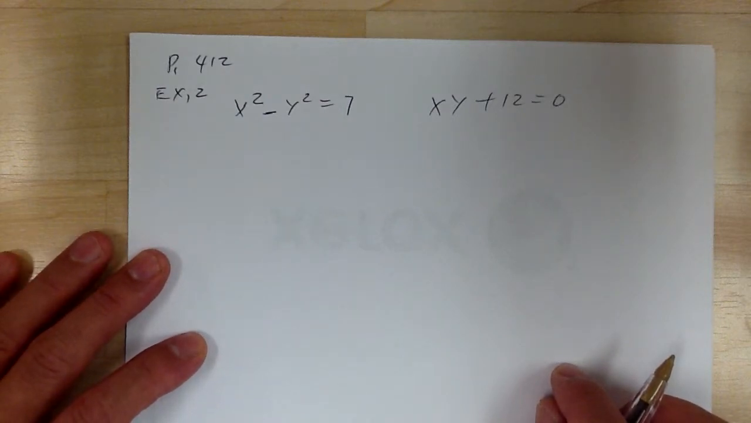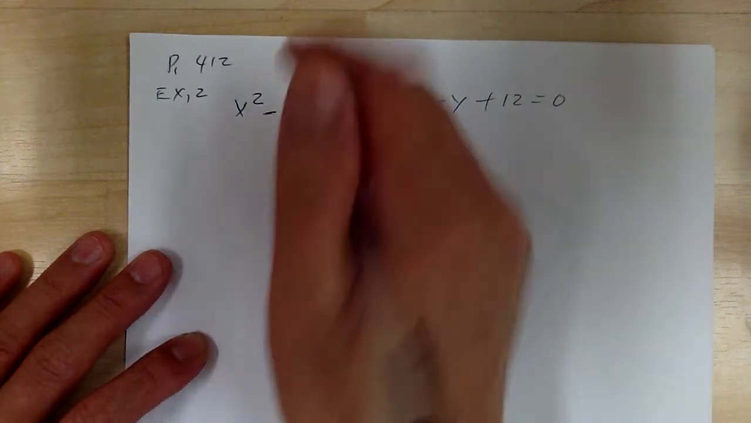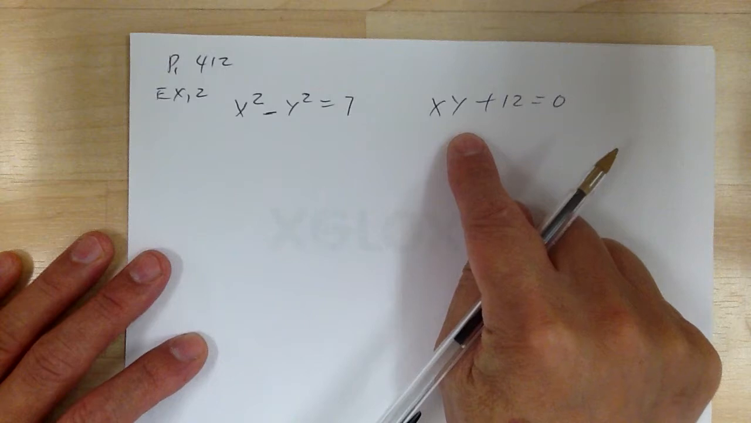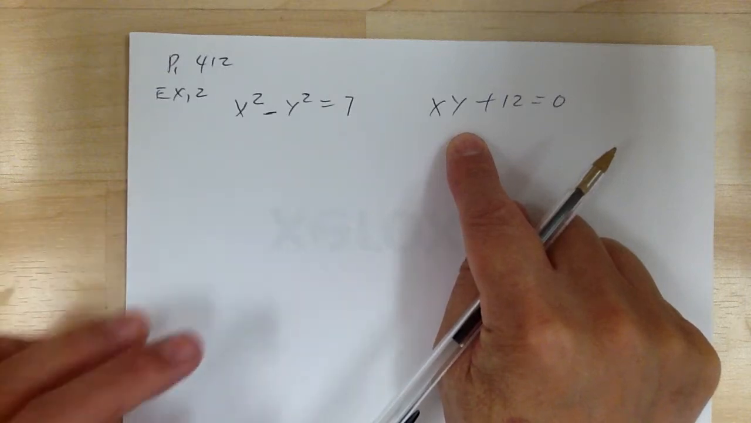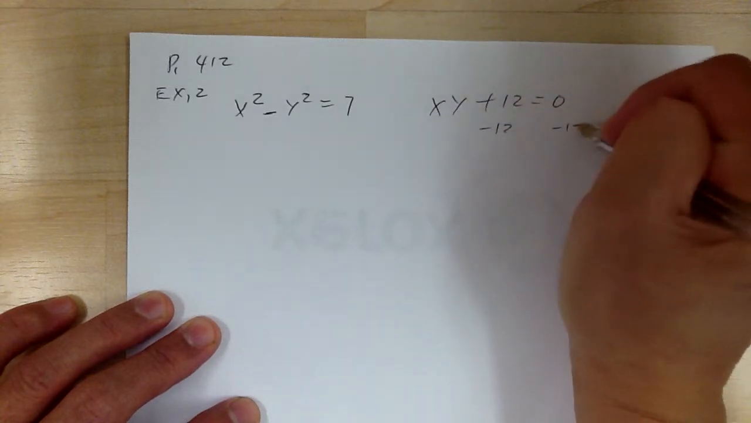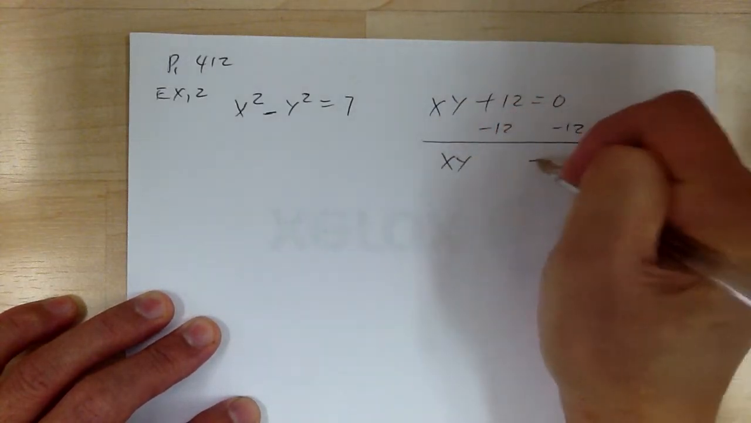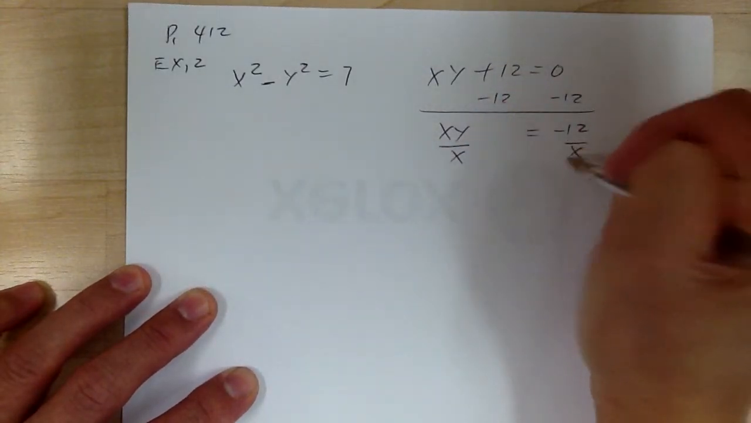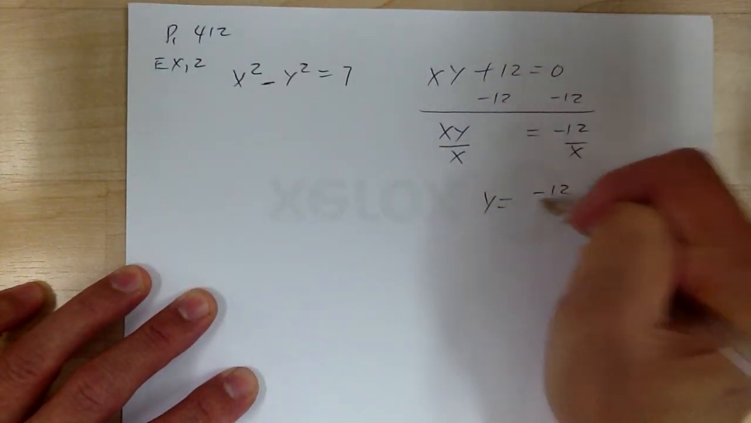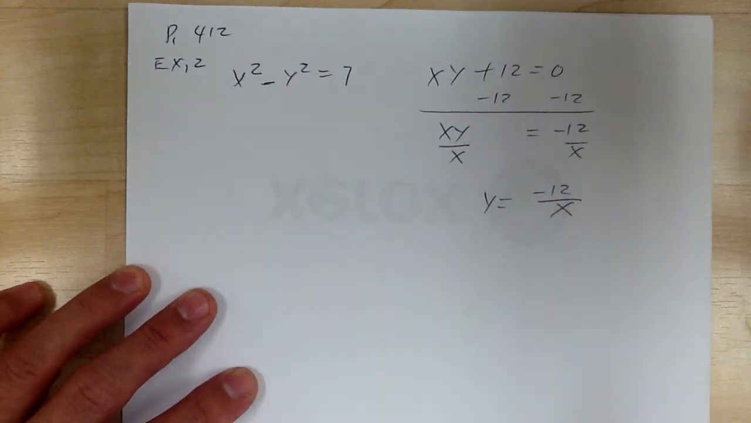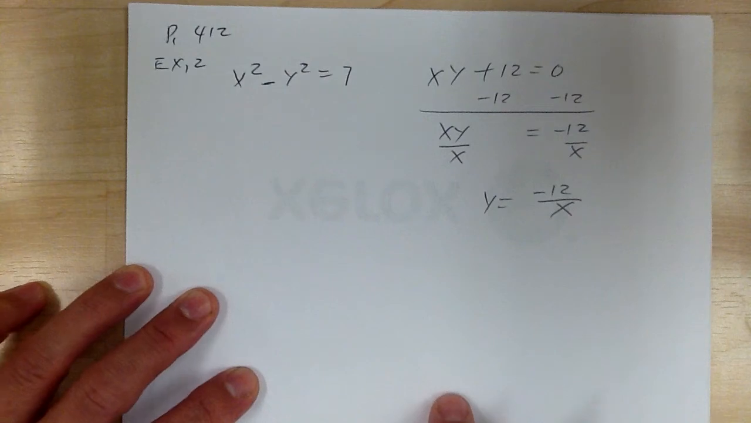Now, when you're doing the substitution method, you want to choose the easiest to solve. This is a square, so it's harder to solve. So you want to solve for this one here. I'm going to solve for y to substitute into here. So minus 12 on both sides, I get xy equal to negative 12. Then I'm going to divide by x, so y equal to negative 12 over x. I can solve for either the x or the y, doesn't matter. Then after that, you substitute into here.